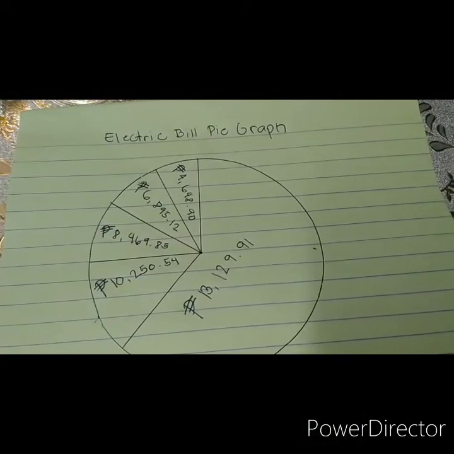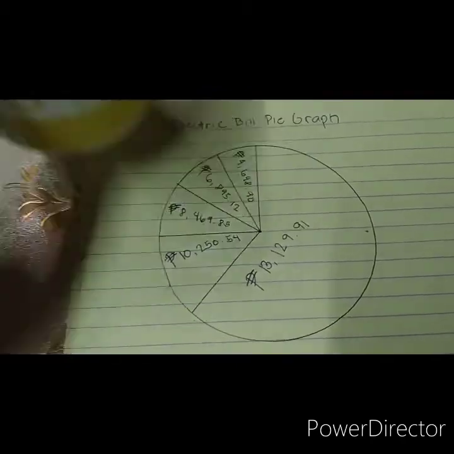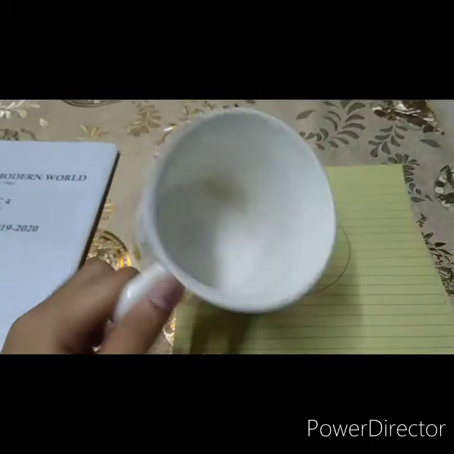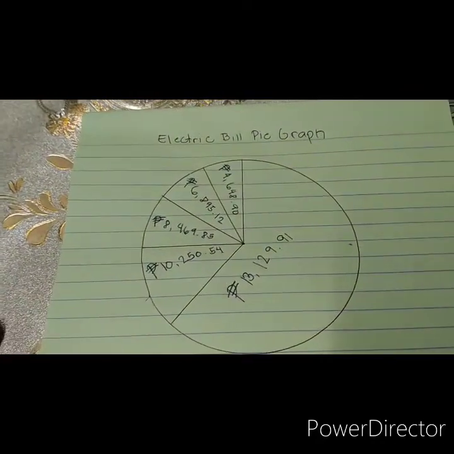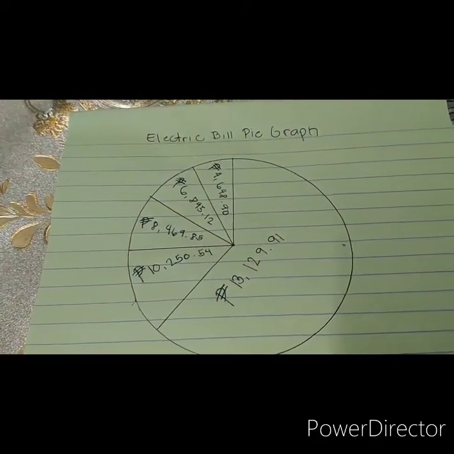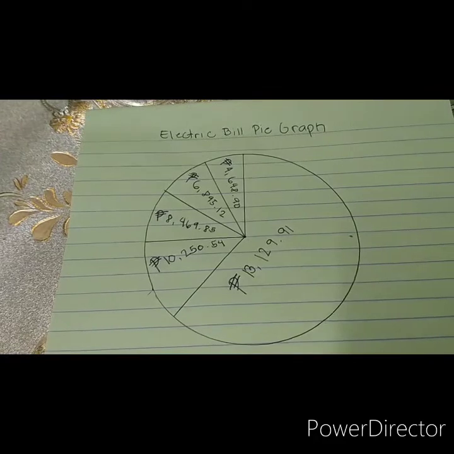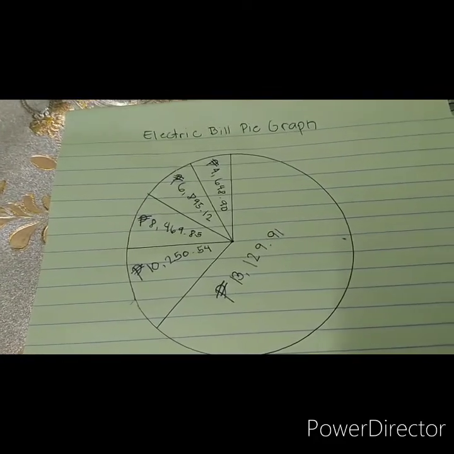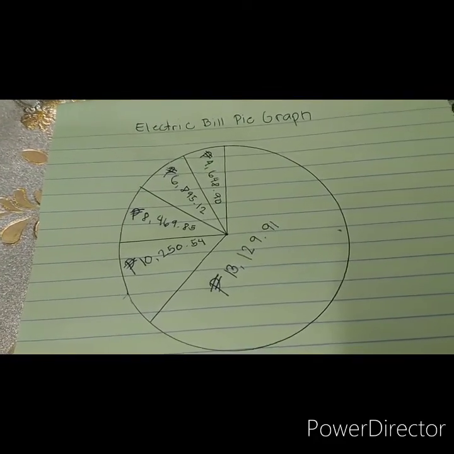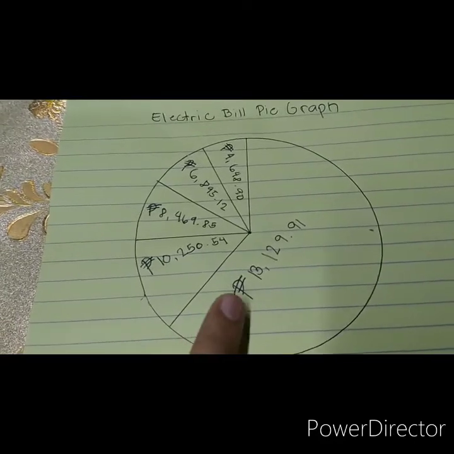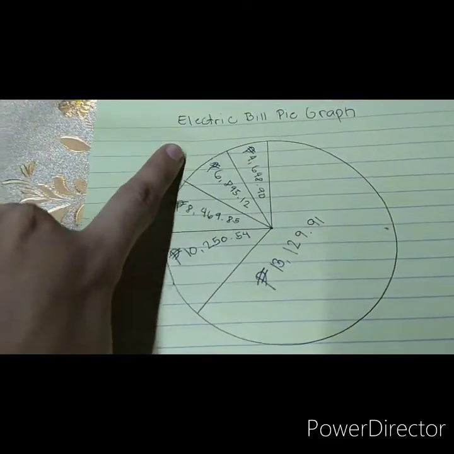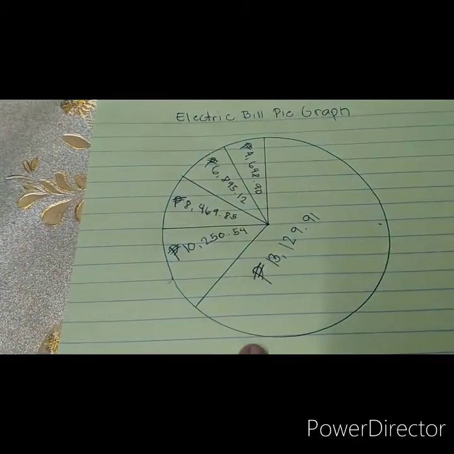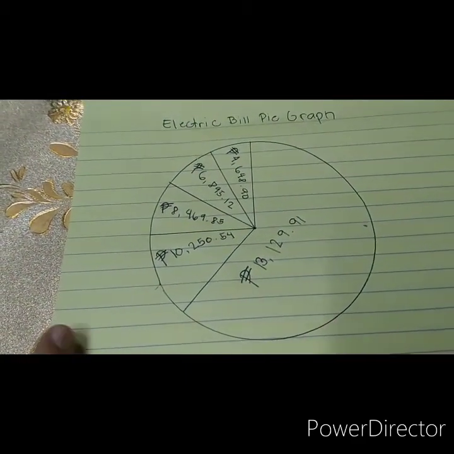So here's our electric bill pie graph. I did use this mug. As you can see, it is clear and pretty accurate in our pie graph of Group 1 that I sent in FB. So here's the largest, second largest, third, fourth, and fifth. I did all this precisely and accurately.